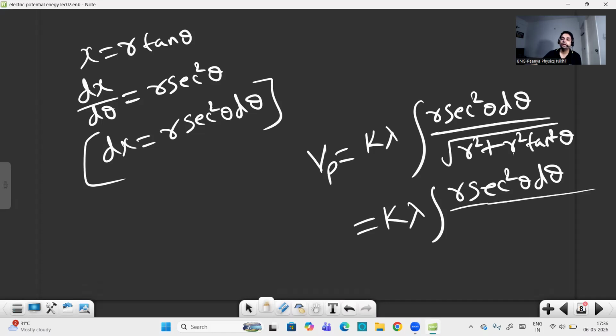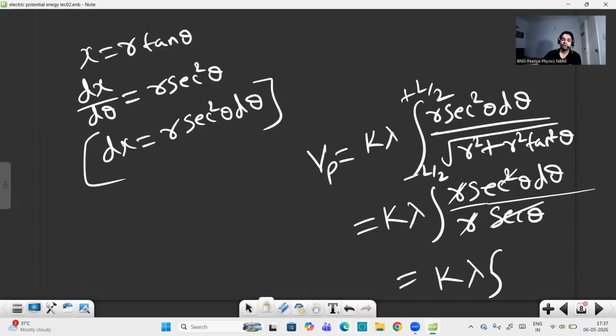Correct? So here it will be k lambda integration r secant square theta d theta. Now divided by, r square will be taken common, outside r will come. 1 plus tan square theta becomes secant square theta, outside will come secant theta. Now secant theta, 1 cancels out, r cancels out. And limits, as I told you, minus L by 2 to plus L by 2. So k lambda integration of secant theta d theta.